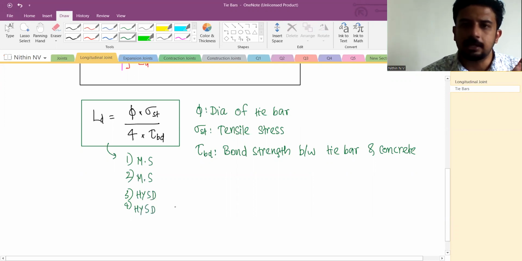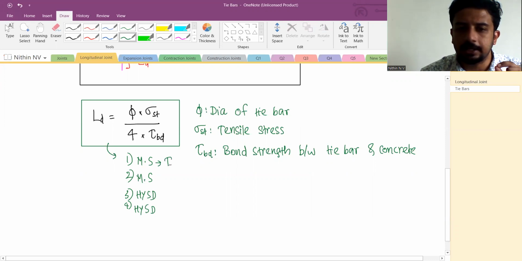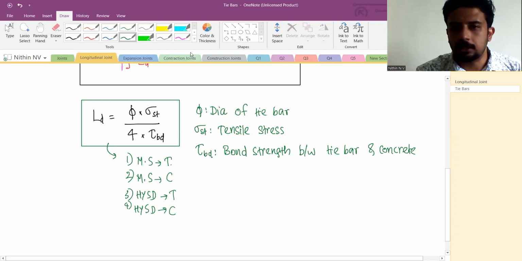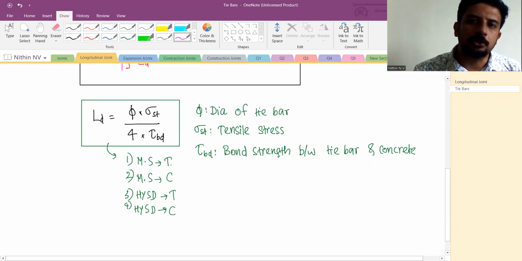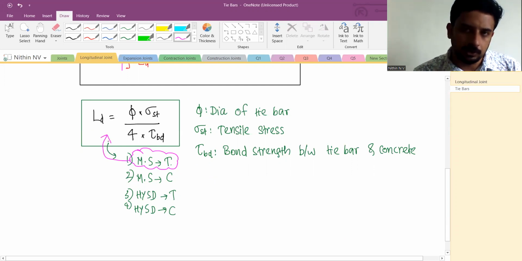You might have already heard about HYSD, right? So 2 equations are for mild steel. One equation is mild steel under tension. Second equation, mild steel under compression. Similarly, HYSD bar under tension, HYSD bar under compression. Like this, 4 equations are there. In our case, we are using mild steel bar, and also I told you it will be under tension. So this is our case. For a tie bar, the case will be this first one. That is why we are using this particular equation.